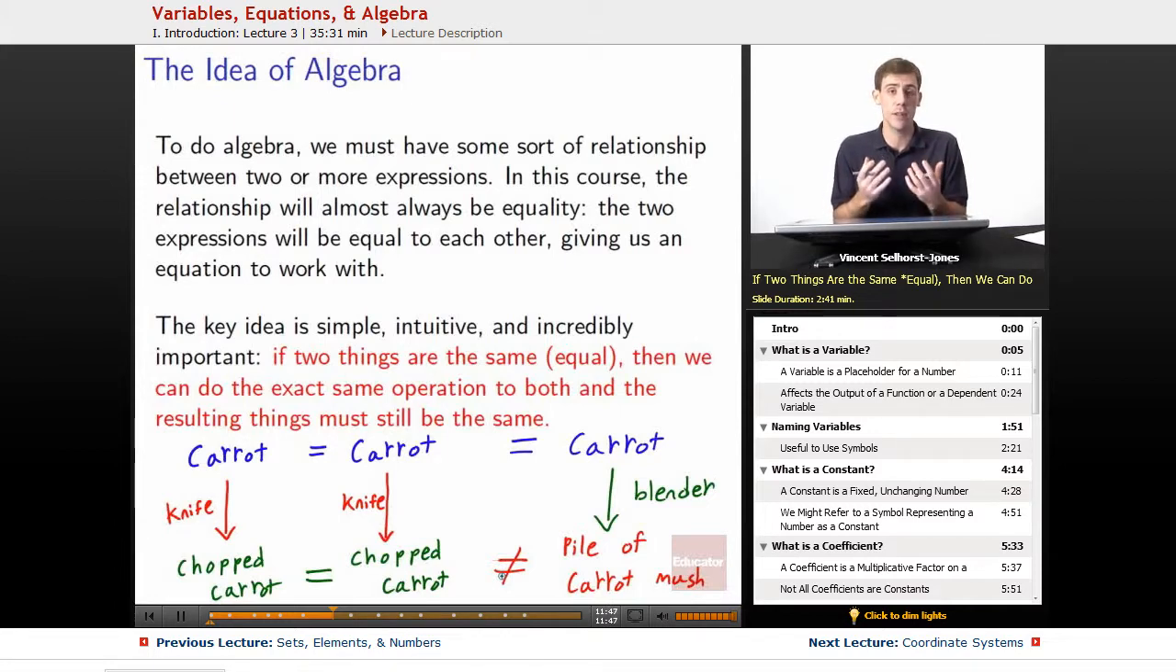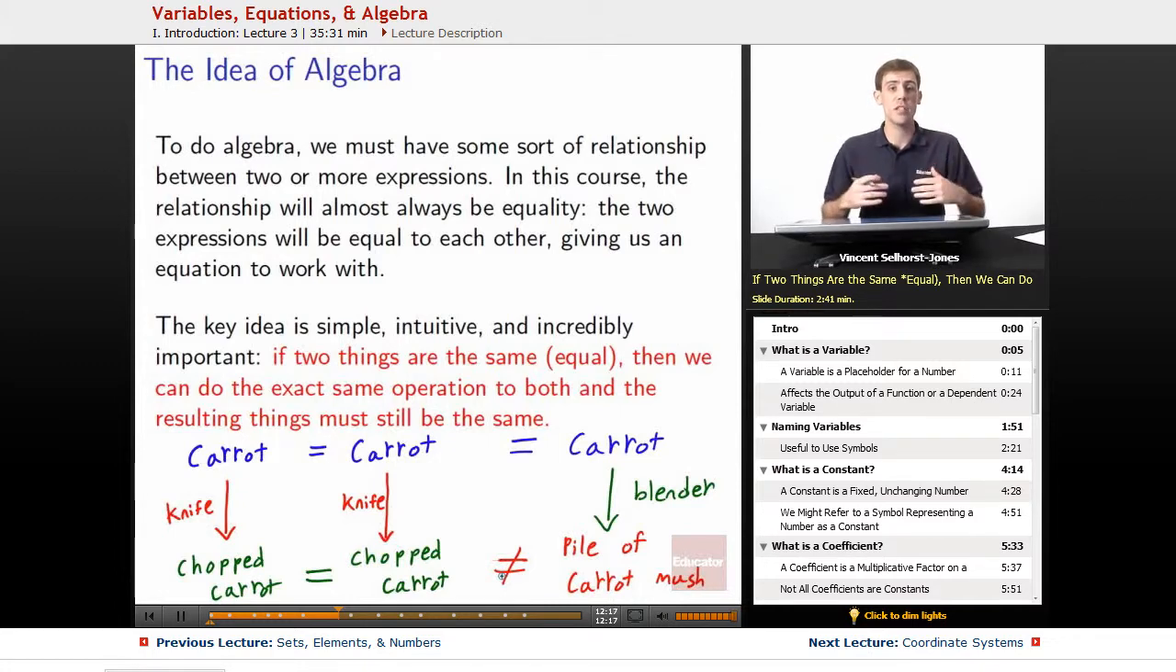We no longer have that relationship of equality that we really want to be operating on. If you shove the carrot into a blender, you're going to have something totally different than if you had chopped it up, right? If we do the exact same chopping to the carrot, we wind up getting the same pile of carrots. But if we do a totally different thing, like shove it into a blender, we've got something totally different at the end, right? We've got this pile of carrot mush, and it's nothing like what we've got from the other two. So the idea here is we have to have the same operation be applied to both.